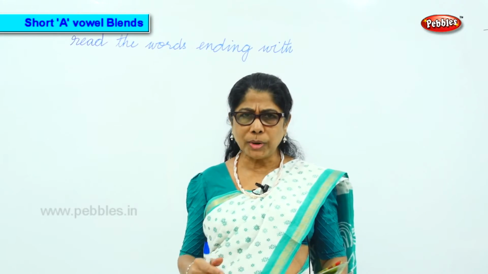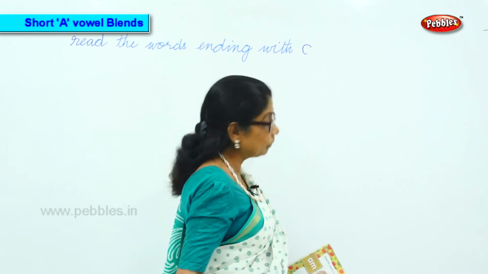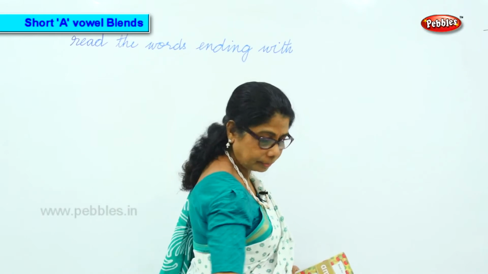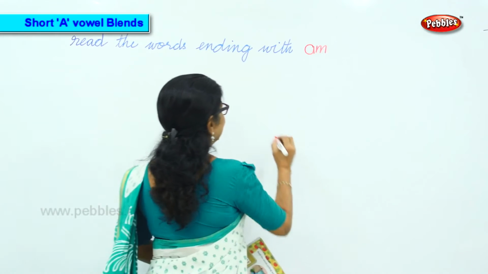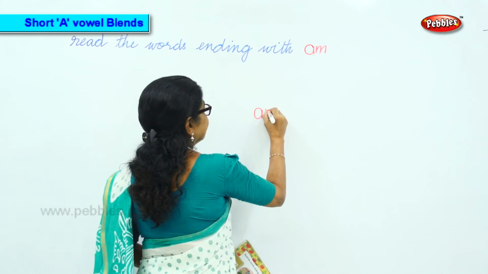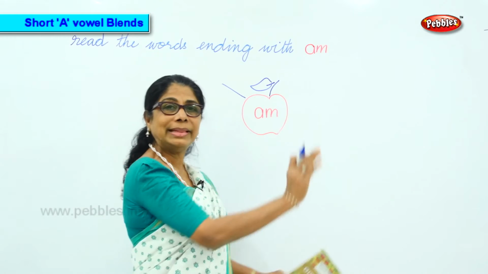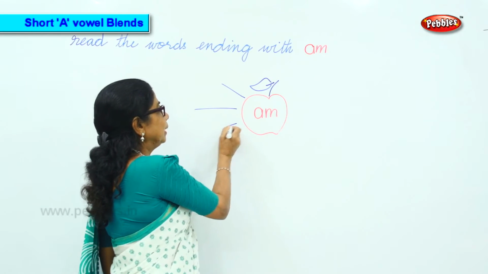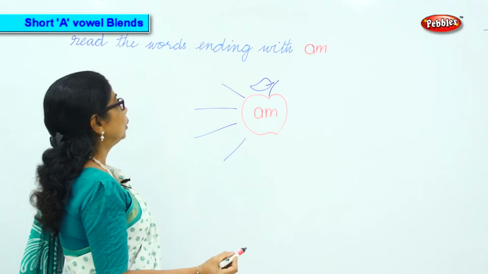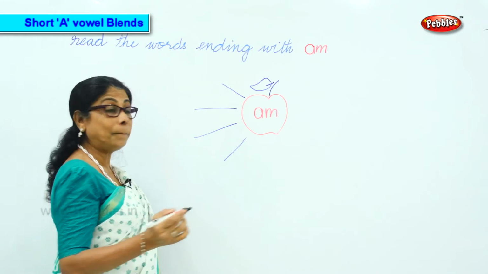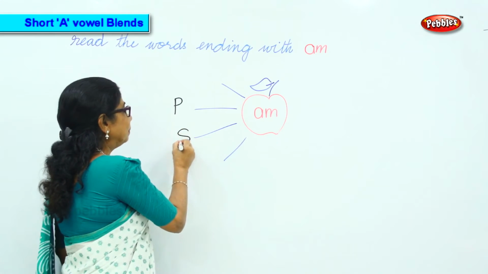We will read more words ending with am. That's what we are going to do. Okay? Even some names can end with am. Alright? Am. Now, we can say names of person. Pam, Sam.